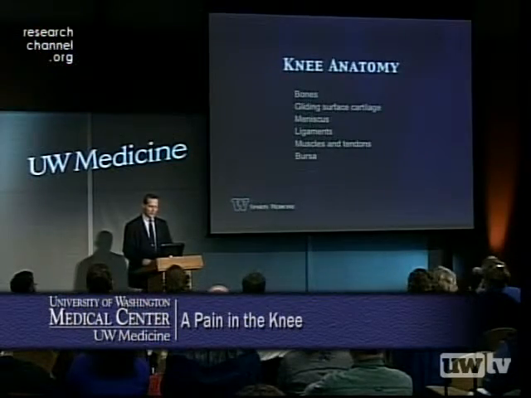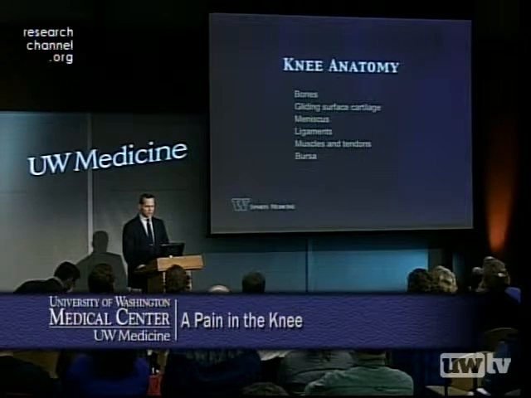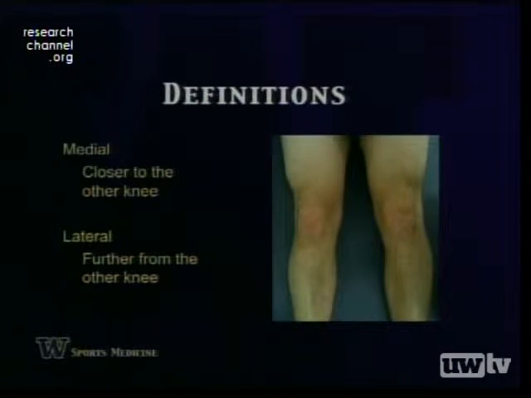Starting with the anatomy, we're going to talk about these subjects: the bones, the gliding surface cartilage, the meniscus, the ligaments, the muscles and tendons, and then the bursa of the knee. There's just one thing we need to define so we can be on the same page when we talk about the knee structures: medial and lateral. They're descriptor words telling you where something's located. The medial side is the side closer to the other knee. The lateral side is the side further away from the other knee.